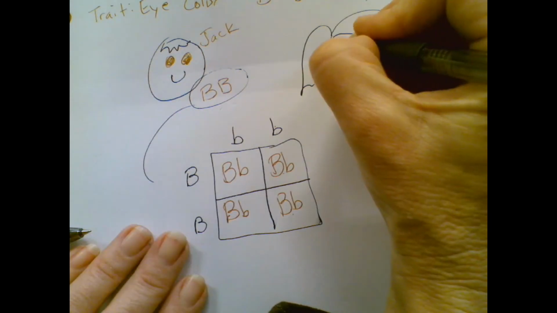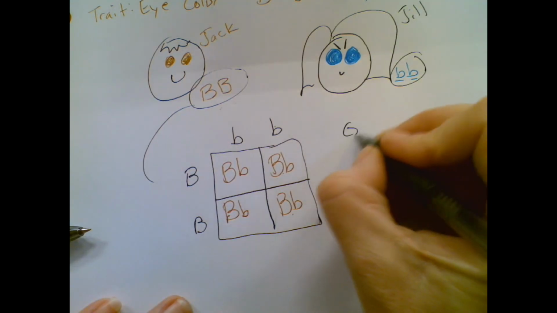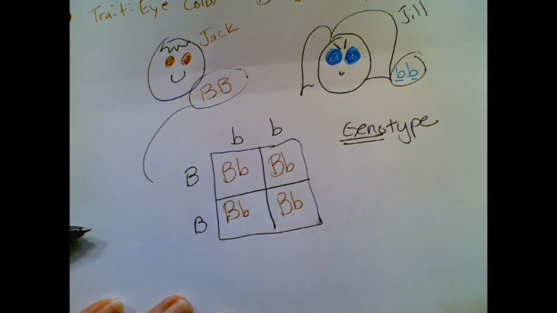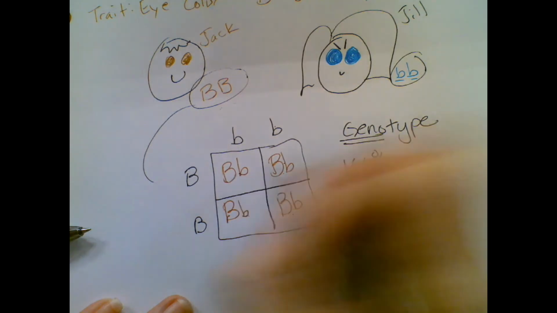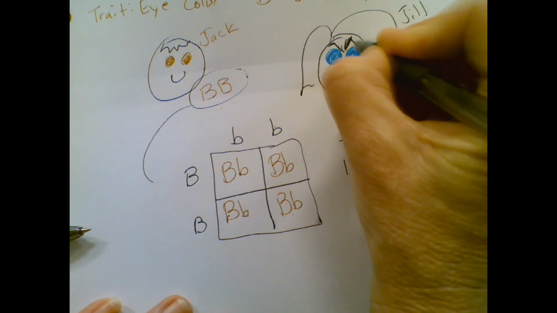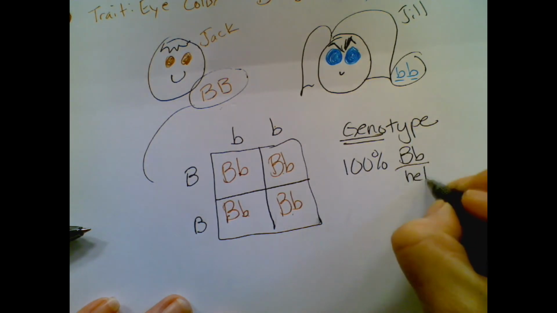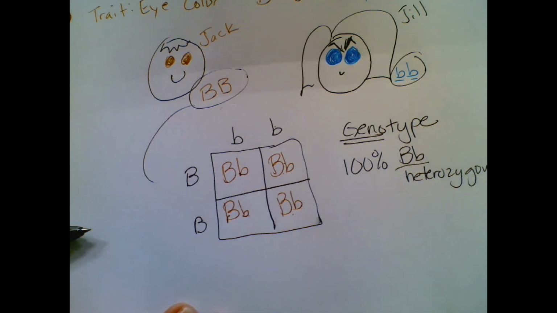I don't want to tell Jill that yet because she's already kind of angry. So first I tell her the genotype because that might calm her down. This is the genetic-y stuff. 100% of these are big B, little b. As soon as I say that, she's like, what does that mean? And I say, well, it means they're heterozygous, all of them. She's getting angrier.